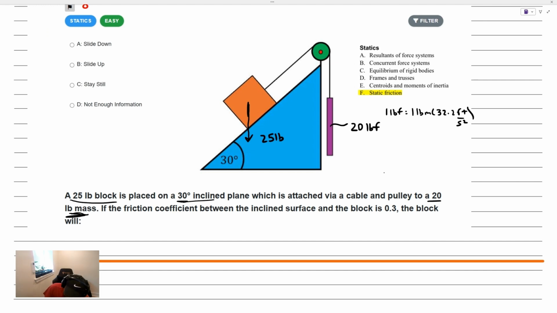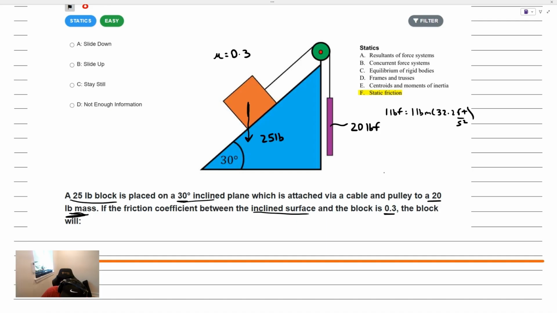It says if the friction coefficient between the inclined surface and the block is 0.3, so we know that mu, the static friction coefficient, is 0.3, the block will, and we're looking to see, will it slide up, slide down, will it stay still, or is there not enough information for us to make that determination?